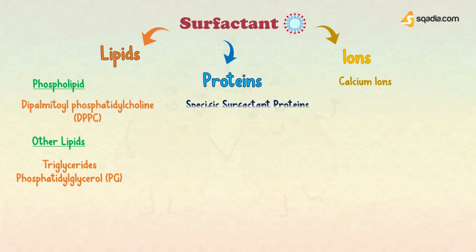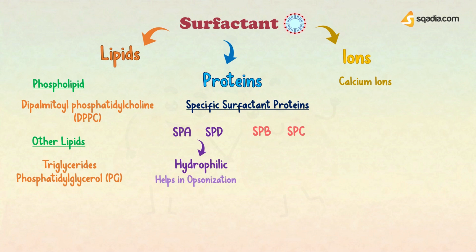Also, there are some proteins called specific surfactant proteins. There are four main surfactant proteins called SPA, SPB, SPC, and SPD, where SPA and SPD are hydrophilic and have a role in producing an immune response as they help in opsonization, while SPB and SPC are hydrophobic and play an active role in reducing surface tension.